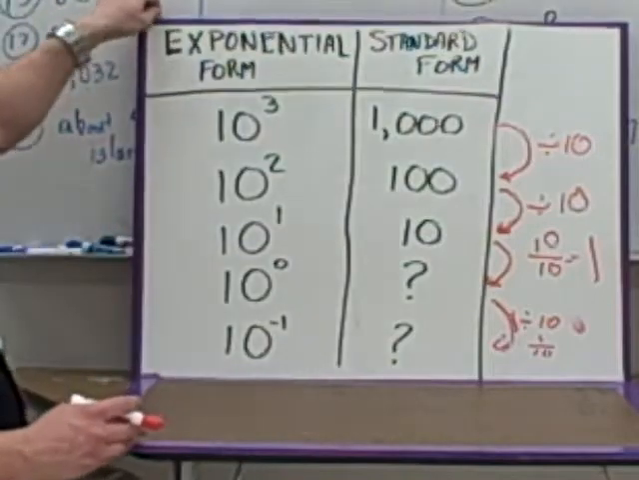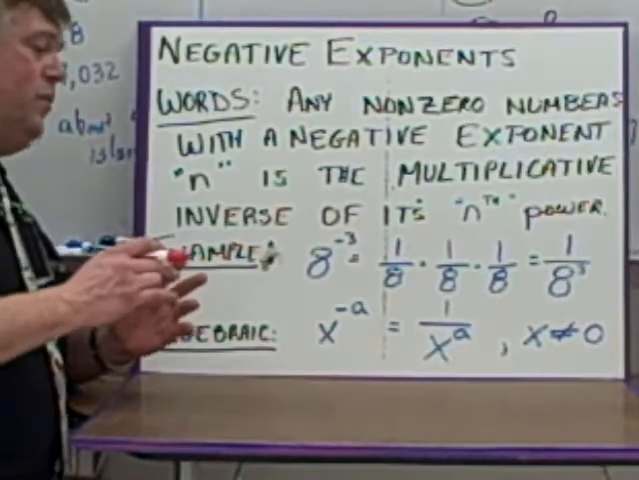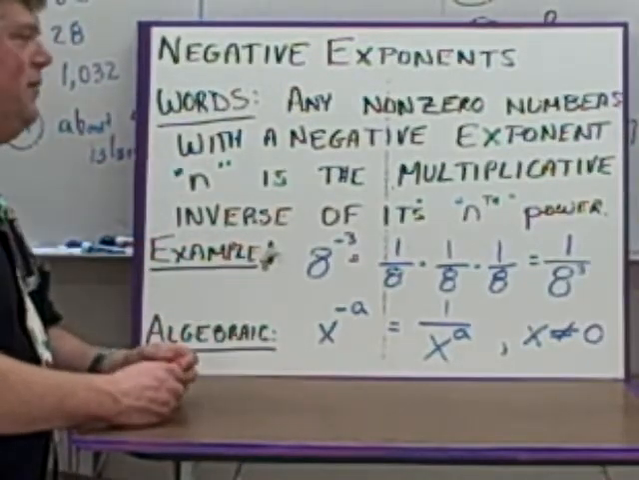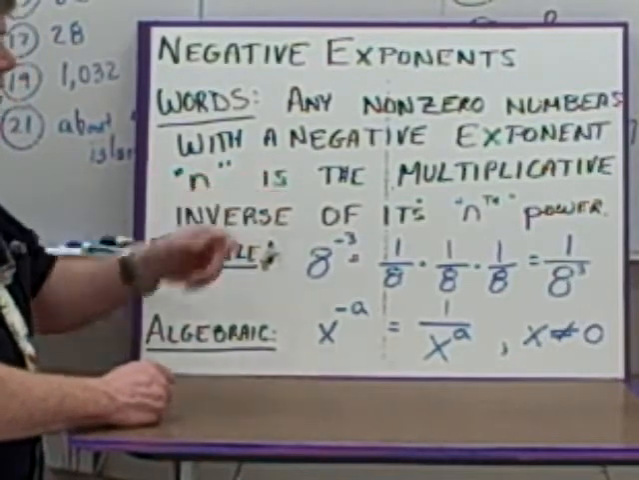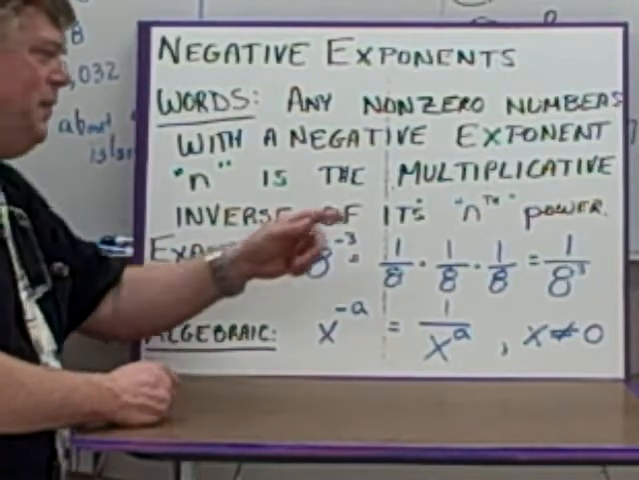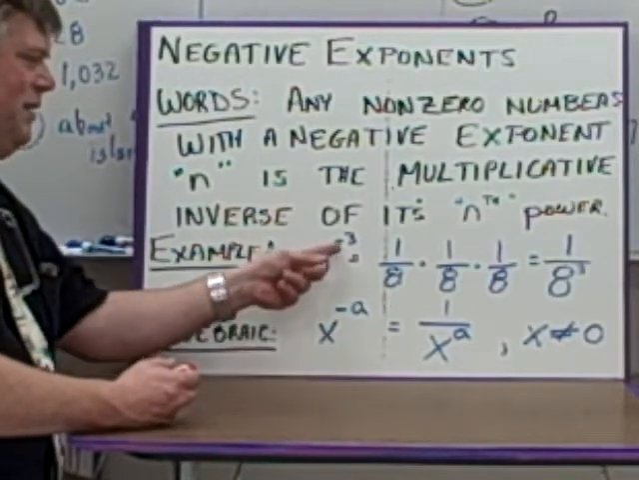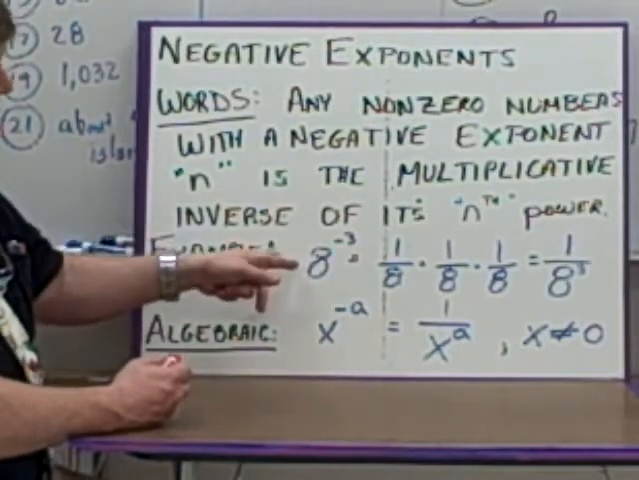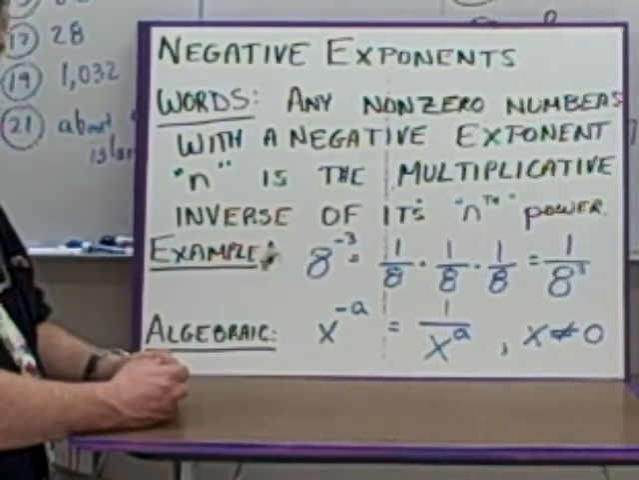When we're talking about negative exponents, let's see what happens with those. The exponent law for negative exponents is that any non-zero number with a negative exponent n is the multiplicative inverse of its nth power. Well, 8 to the negative 3. The multiplicative inverse of 8 is 1 over 8. That kind of makes sense.